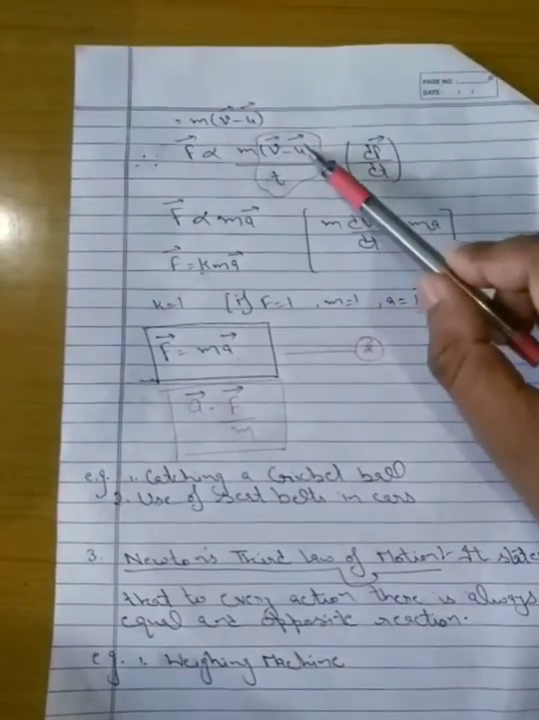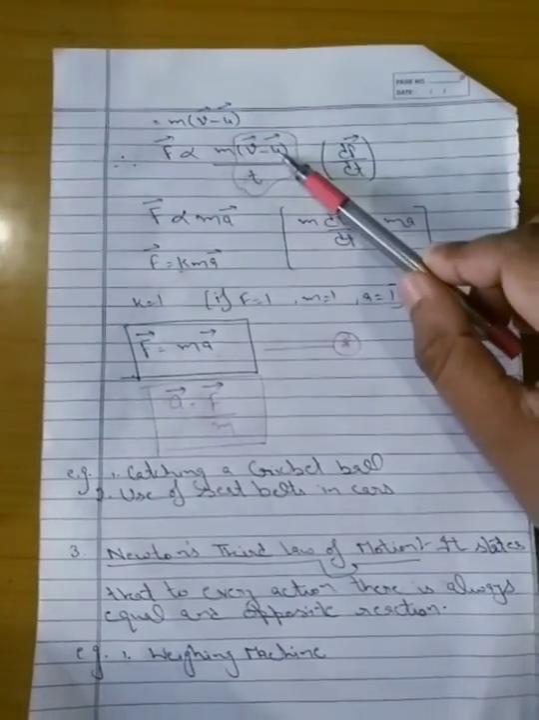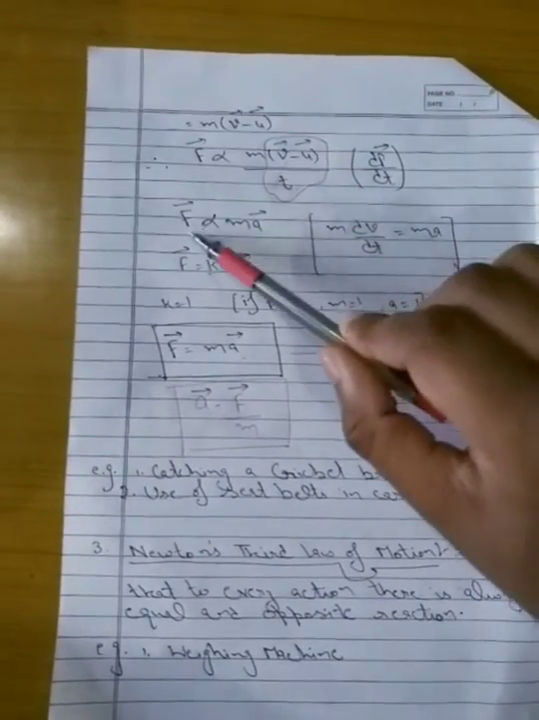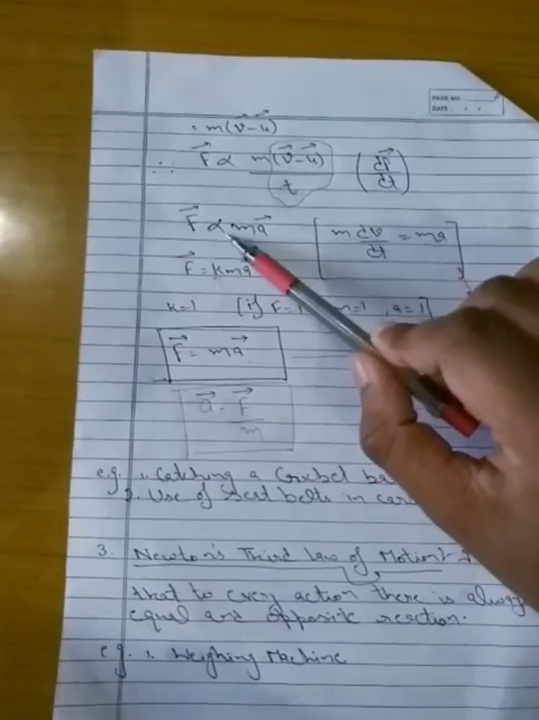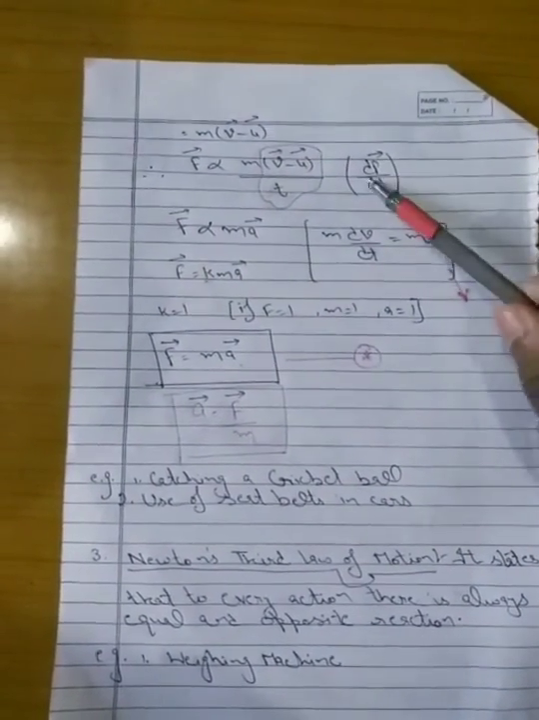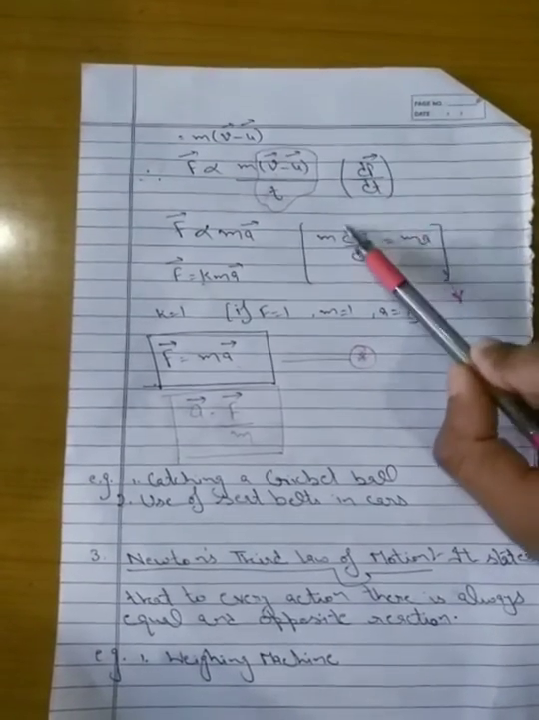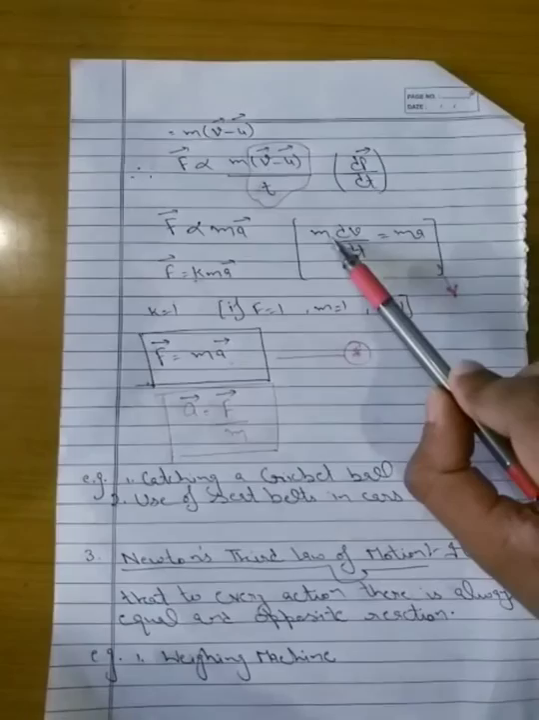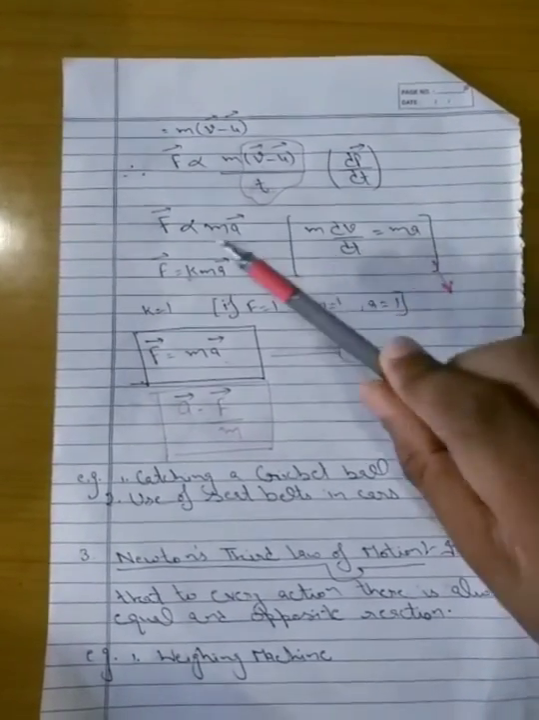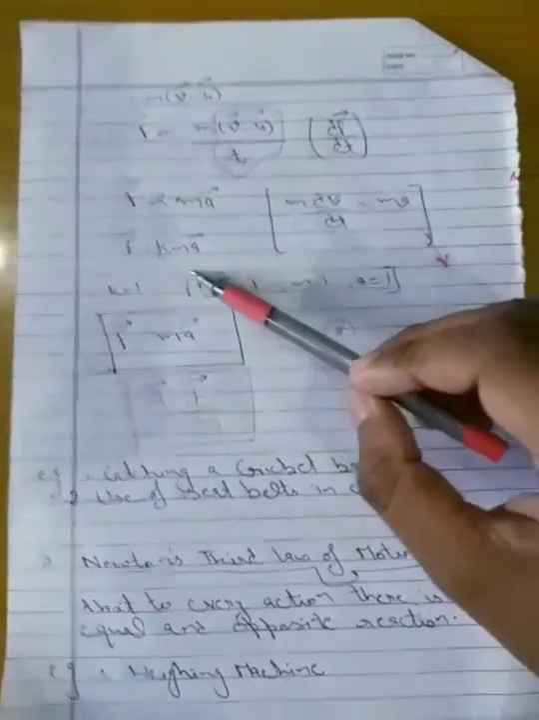The quantity (v minus u) by t will be acceleration, because v minus u is the change in velocity, and change in velocity per unit time is acceleration. That is, force is directly proportional to mass into acceleration. Or we can simply put the value of momentum here. The value of p is mass into velocity, and mass is a constant outside the derivative, and dv by dt is acceleration. That means it comes out to be mass into acceleration.